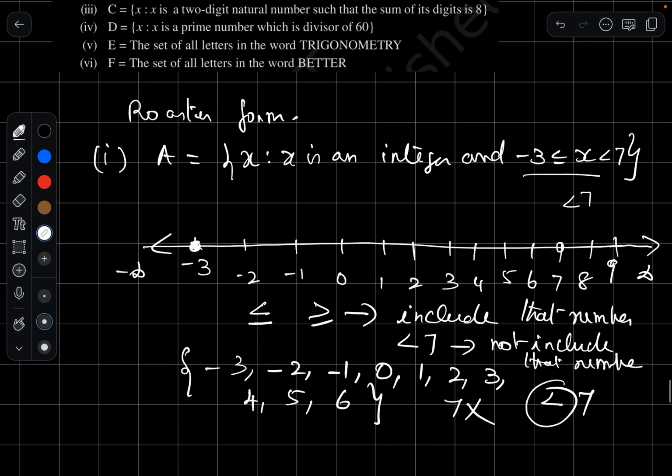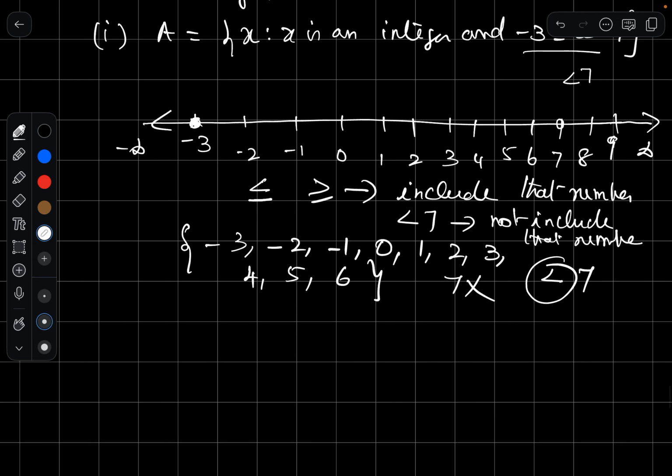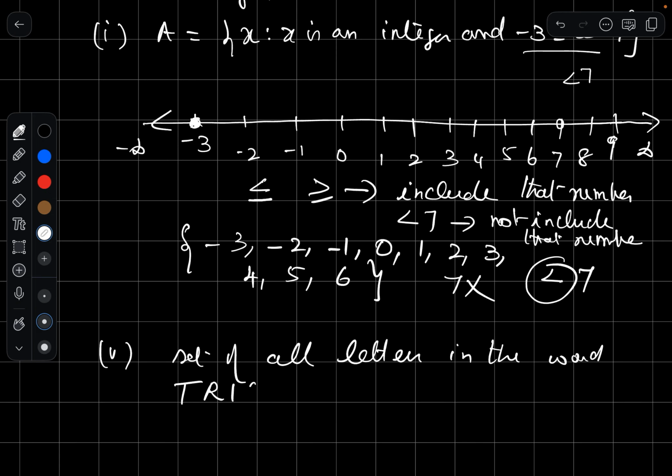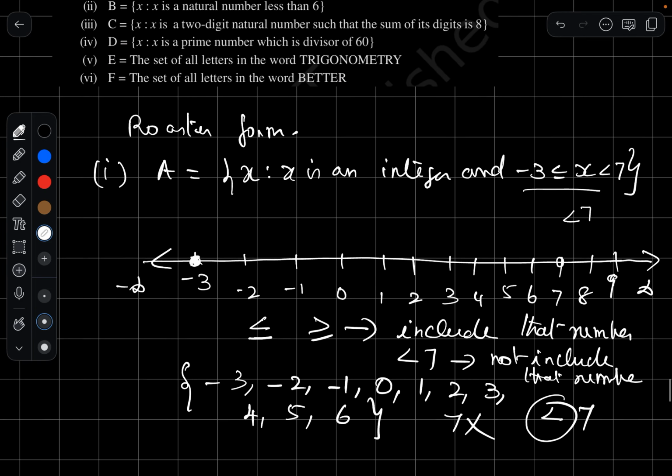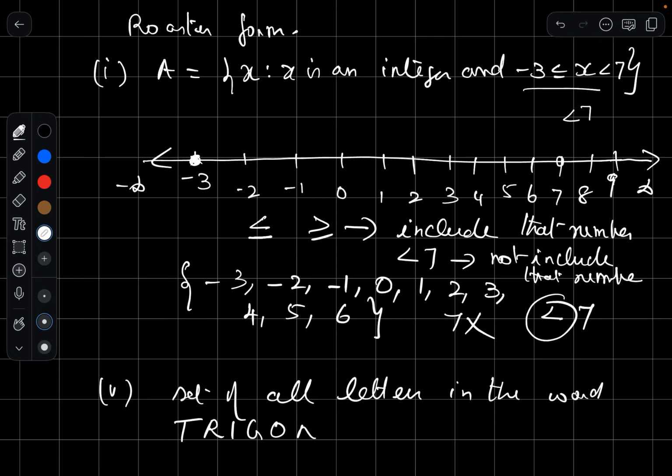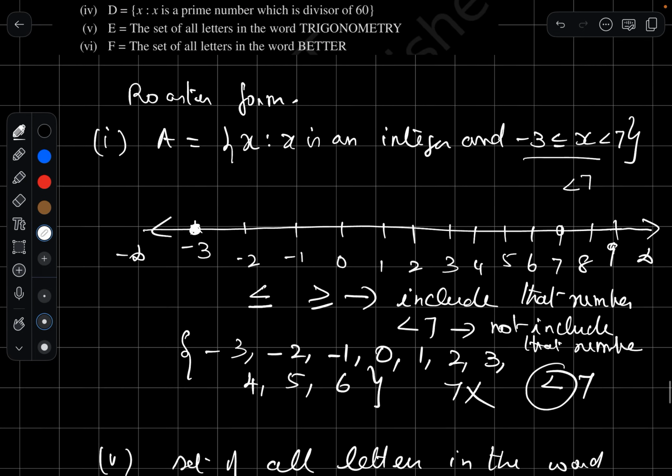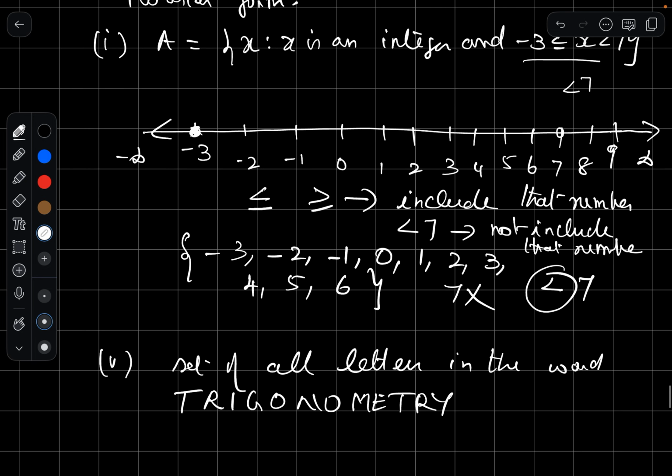And one more sum I will do for you is the fifth one: the set of all letters in the word trigonometry. So what is given in the fifth one? The set of all letters in the word trigonometry. Is the spelling correct? Trigonometry. Okay, so let us go.